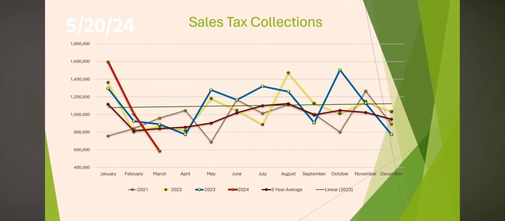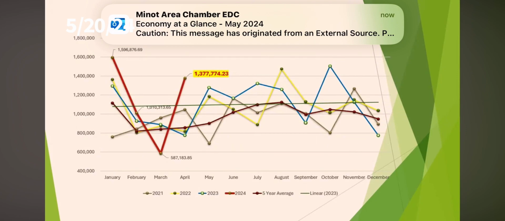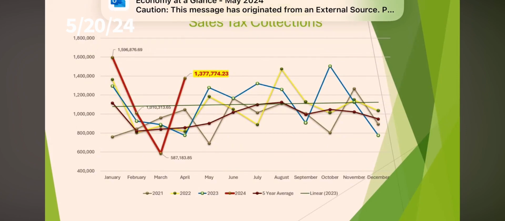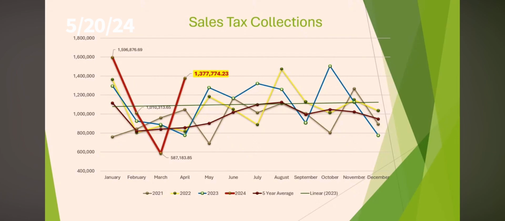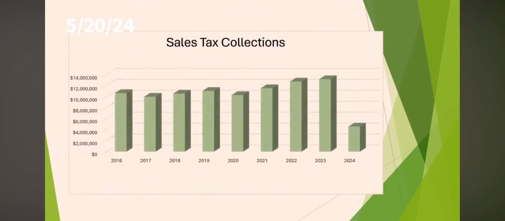So we got new numbers in today for the month of April, and here's where we're at. So that helps us out a little bit. It's a very good month for April. And again, well above the 5-year average. Year to date, we're up about 17% year over year. So that looks good, but again, very volatile. So we'll have to keep an eye on that. And I'm going to throw out a projection here in a little bit, but that's something that'll be a little bit fluid as we move through the budget process.